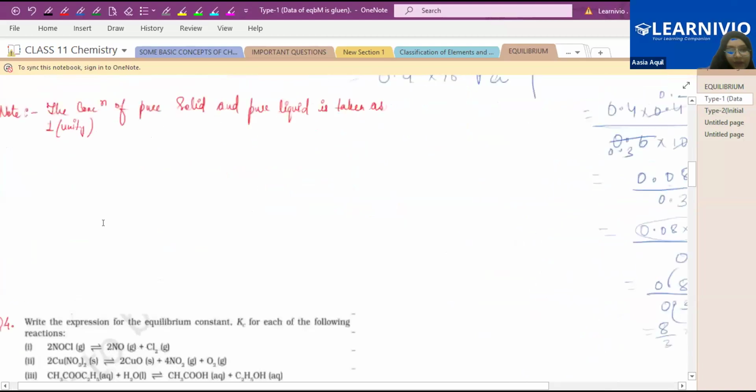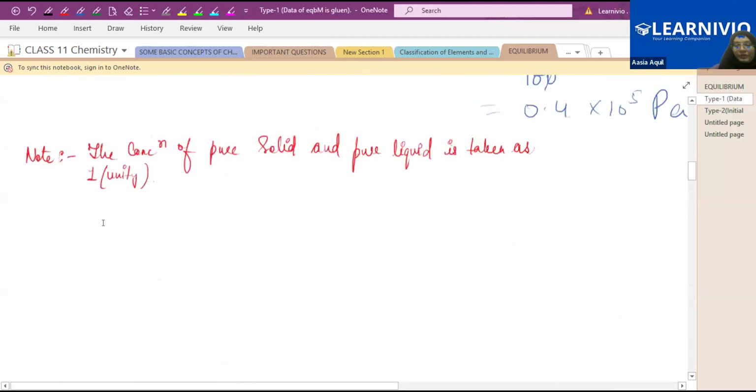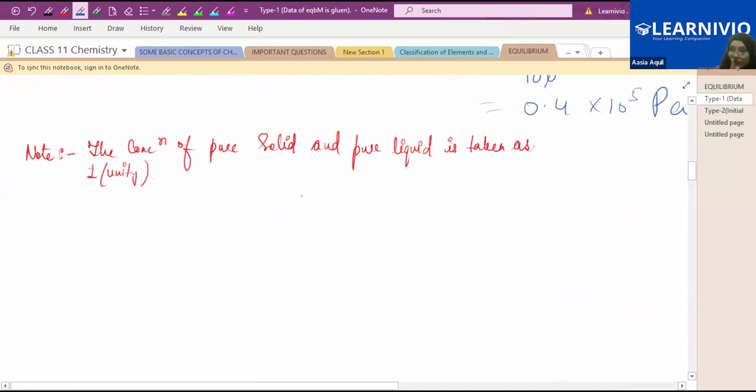Now see, this is a thing you have to keep in your mind. The concentration of pure solid and pure liquid is taken as unity. So that's why you have made this mistake. I just forgot to tell you this point, so that's why you made the mistake in your homework. So the concentration of pure solid and pure liquid, we just take as unity. The concentration of pure solid and pure liquid is 1.